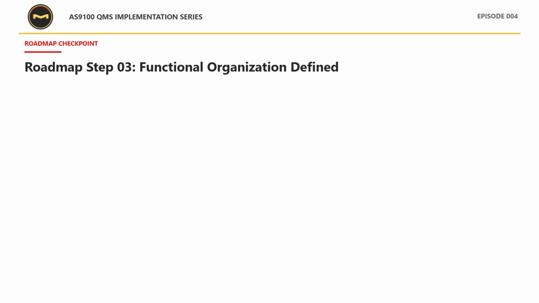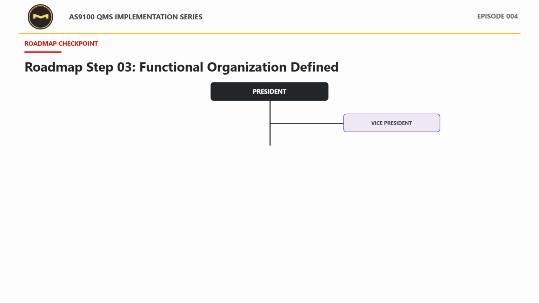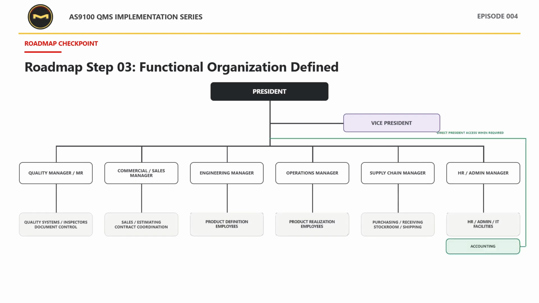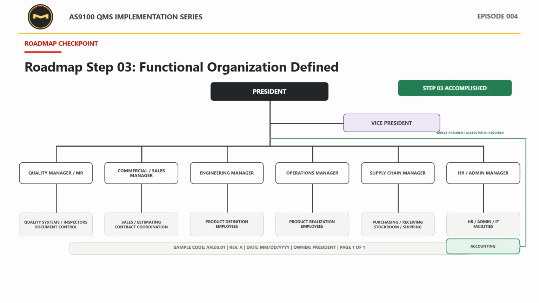The functional organizational chart is complete. Every essential function now has an accountable owner and a defined reporting path. Quality retains independent authority, and accounting retains direct president access when required. Roadmap Step 3 is accomplished. Next, we develop the quality policy.